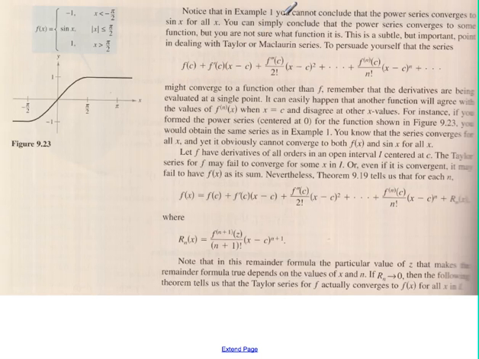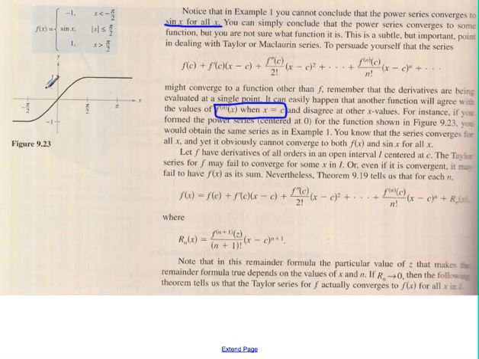In that example that we did in the previous video, we decided that the power series converged, but we weren't able to say that it converged to sine of x for all x. We just knew that it converged to some function. We didn't really know exactly what that function was. So it can easily happen that another function will pick up these discrete values of the nth derivative when you're looking only at x equals c, and then at other x values it could be different.